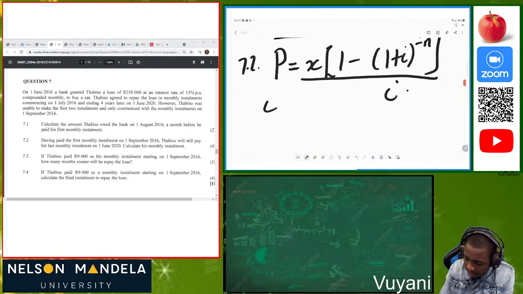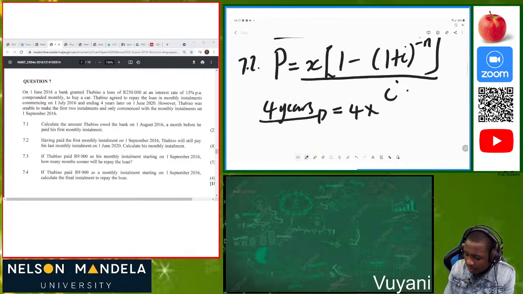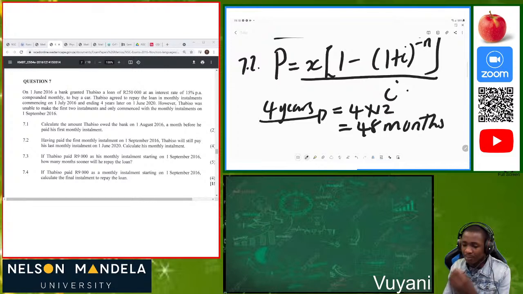So 4 years, if you convert 4 years into months, you're going to have 4 times 12, because 1 year has 12 months. So 4 years is 4 times 12. Then you get 48 months. So he was supposed to pay for 48 months.